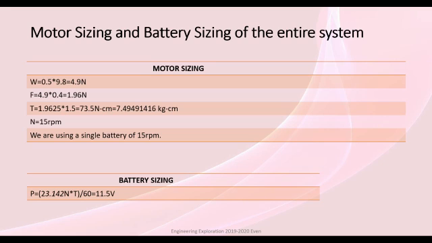To calculate the speed, we need torque in terms of kg centimeters, that will be 7.49 kg centimeters. As per the calculated torque, the speed of the DC motor here is 15 rpm.